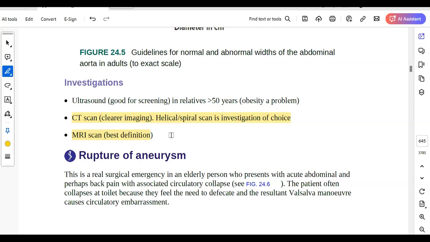Okay, so initially you can do an ultrasound if you suspect that there might be an abdominal aortic aneurysm, and then either CT or MRI, any of them would be best. If they give you what is the most definitive investigation, in that case, we go for MRI scan. Okay.